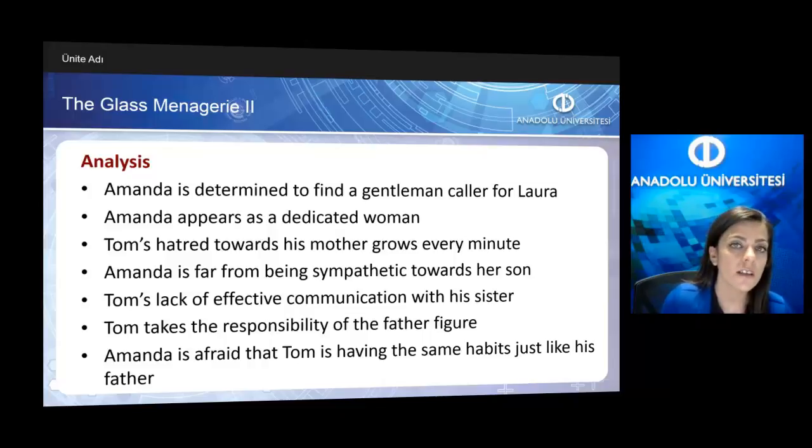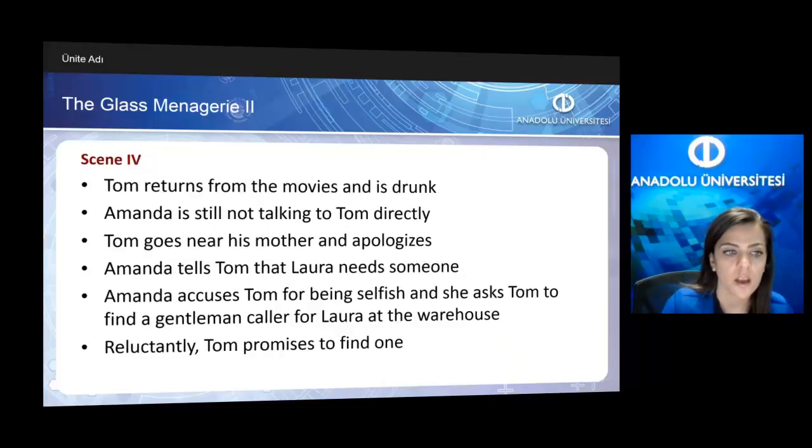And Tom is taking the responsibility of the father figure in the house, which puts a kind of pressure on him. Amanda is afraid that Tom has the same habits as his father, and one day he will leave. In the first scene, Tom returns from the movies and is drunk.